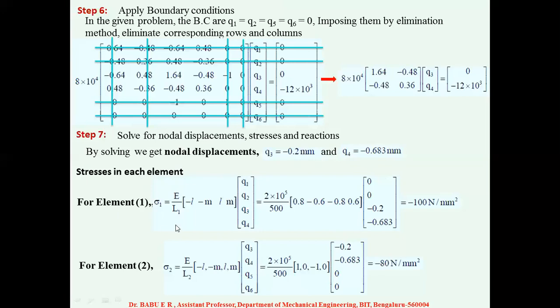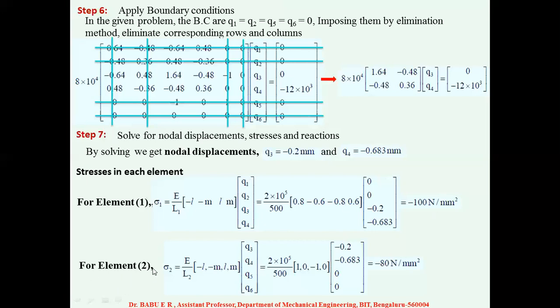For element 1, the stress is given as sigma 1, which equals E by L times minus L, minus M, L, M, into the element 1 nodal displacements Q1, Q2, Q3, Q4. Here also you have to take it in sequence. We have taken node 1 as the initial node and node 2 as the final node, so it is Q1, Q2, Q3, Q4. Substitute everything and multiply these two matrices, and we get minus 100 Newton per mm square.